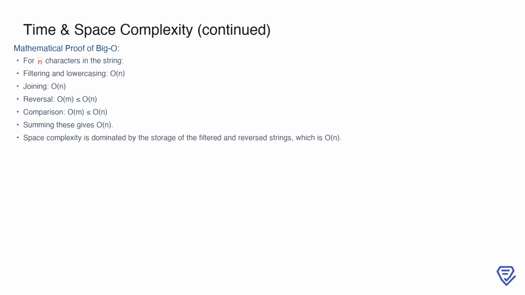For space complexity, the filtered string and its reversed version dominate the memory usage, each requiring O(n) space. Thus, the total space complexity is also O(n). These calculations reinforce the efficiency and scalability of the current implementation for validating palindromes.